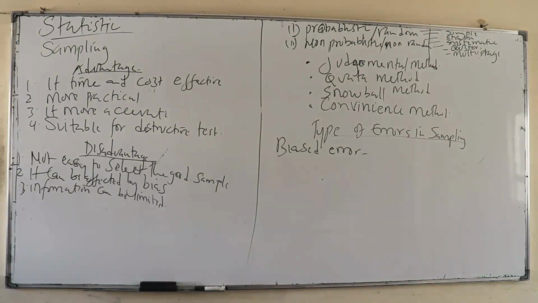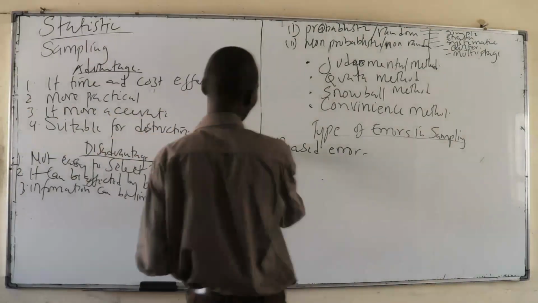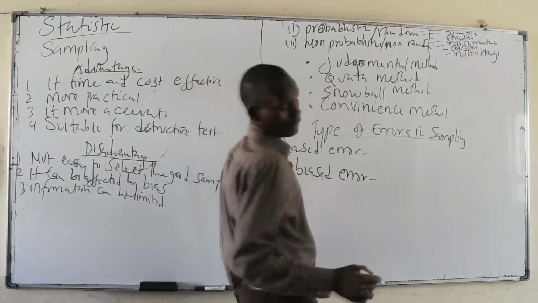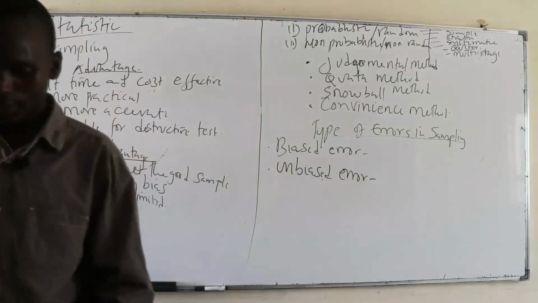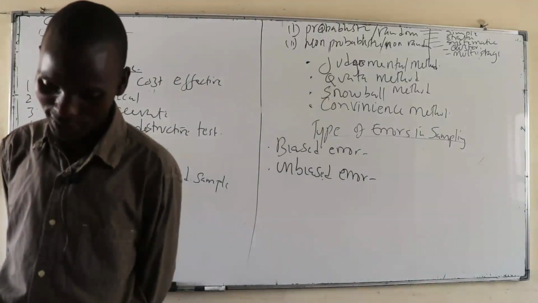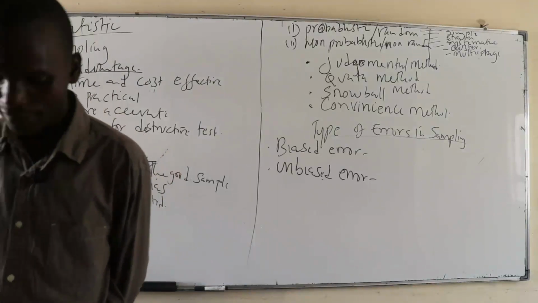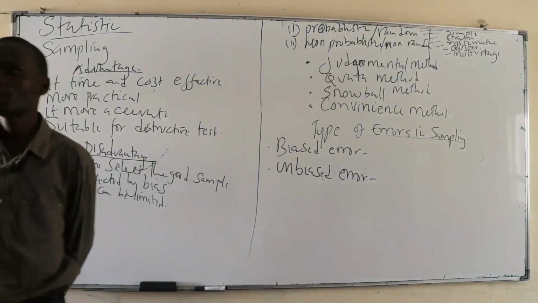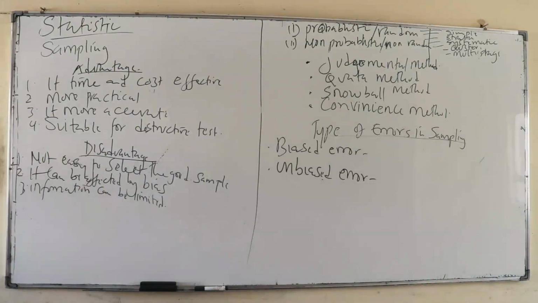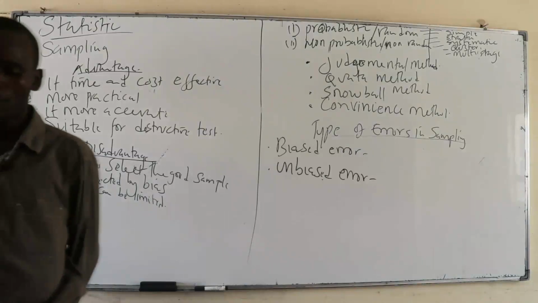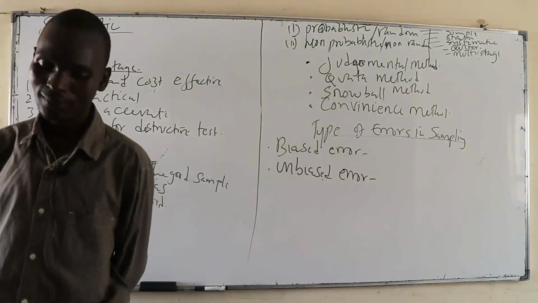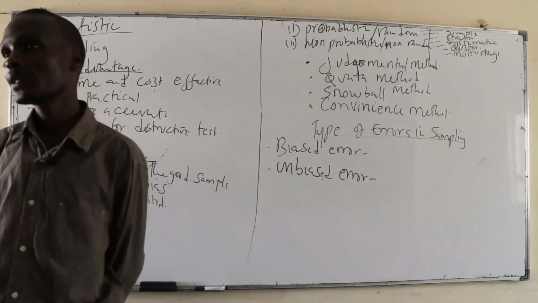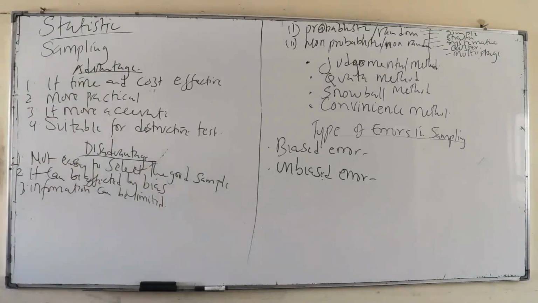Number two, we have unbiased error, whereby you say, these are errors which are not committed intentionally, but they are caused by the incompetence of the investigator. They are very difficult to rectify.